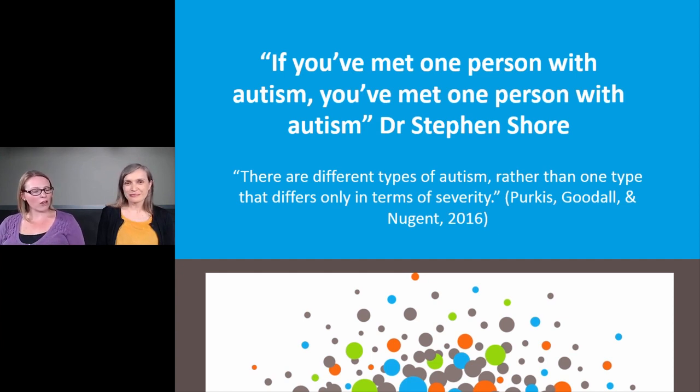There's a lovely quote that we often use in our trainings in relation to ASD: if you've met one person with autism, you've met one person with autism. This gives us a snapshot of the fact that we can't assume that everybody's experiences of ASDs are the same, and that everybody will have different strengths and different areas of difficulty. Jeanette Purkis, who's a consumer advocate in the area of autism spectrum disorders and an autistic person herself, says that there are different types of autism rather than one type that differs only in terms of severity.